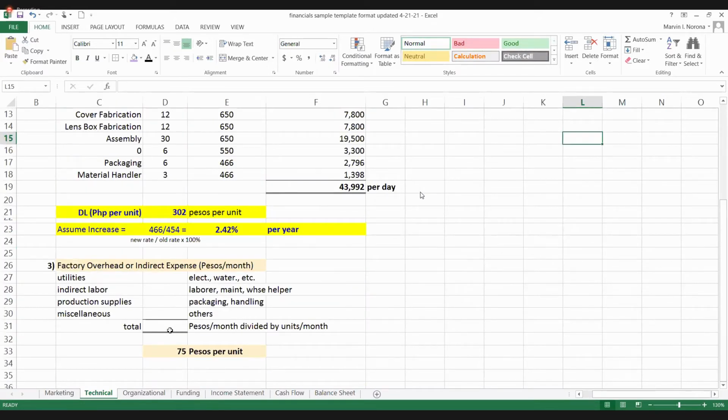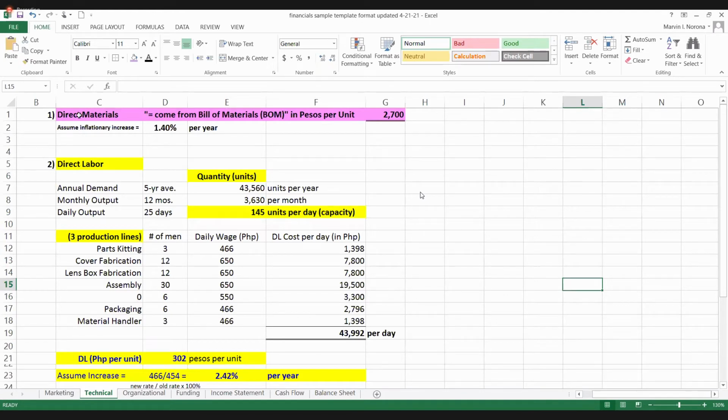So, technical naman, may assumption ka that will come from the bill of materials. Okay. How much will be the total materials required to make 1 unit of a product? Only 1 unit. Ito yun, 2.7. Okay. So direct materials yan, lahat ng material. Then you can put in an inflationary increase of 1.4% per year. Depende kung anong makikita na yung reading or reference, okay, sa internet, kung magkano yung inflationary factor that you can make as an assumption. Okay?